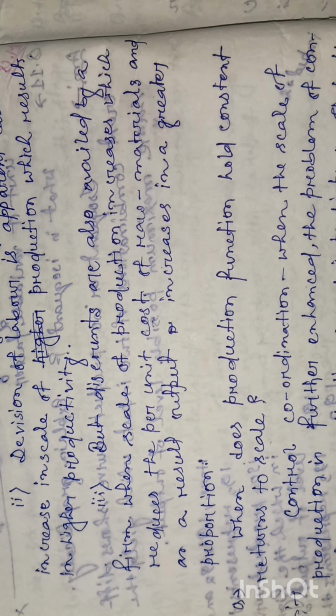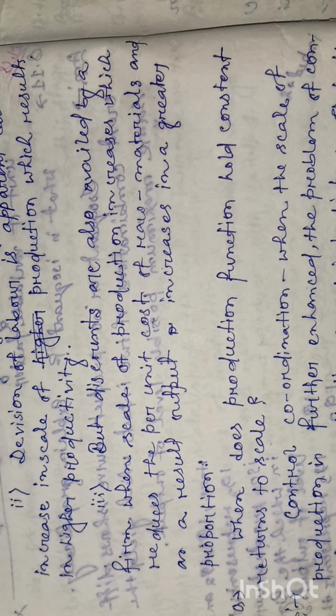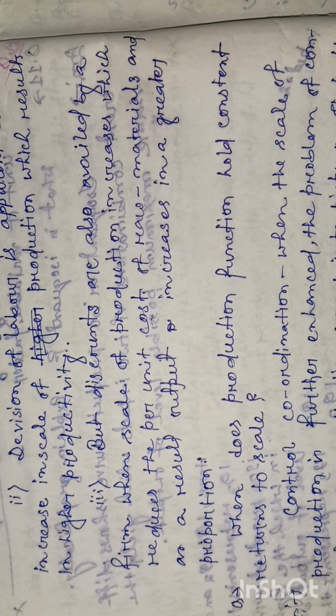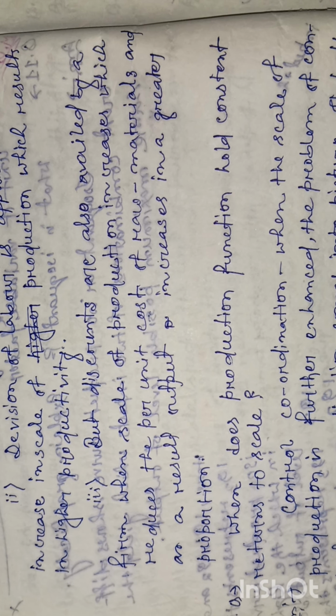Number 3. Bulk discounts are also availed by a firm when scale of production increases, which reduces the per unit cost of raw materials, and as a result output increases in a greater proportion.